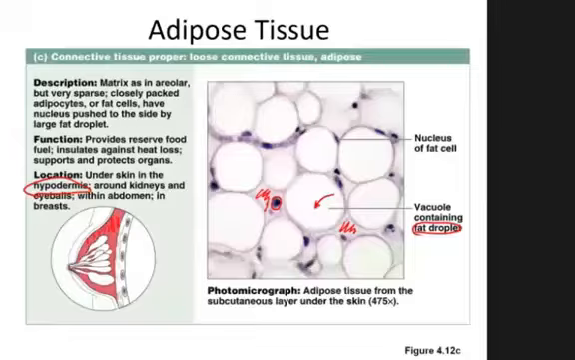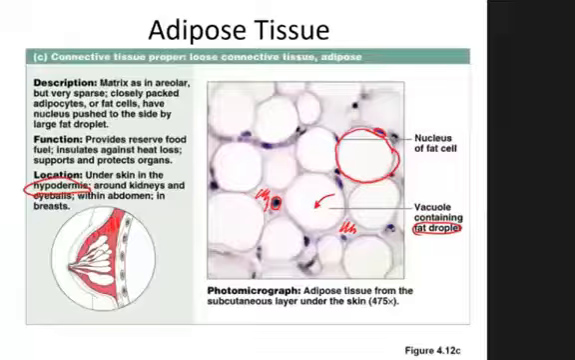So this is what it looks like. It's a lot of fat stored inside vesicles. And if you notice, the nucleus is pushed to the side. But this is one single cell, and inside it are fat droplets. So if you take a look at this, it's like ghost cells, adipose.